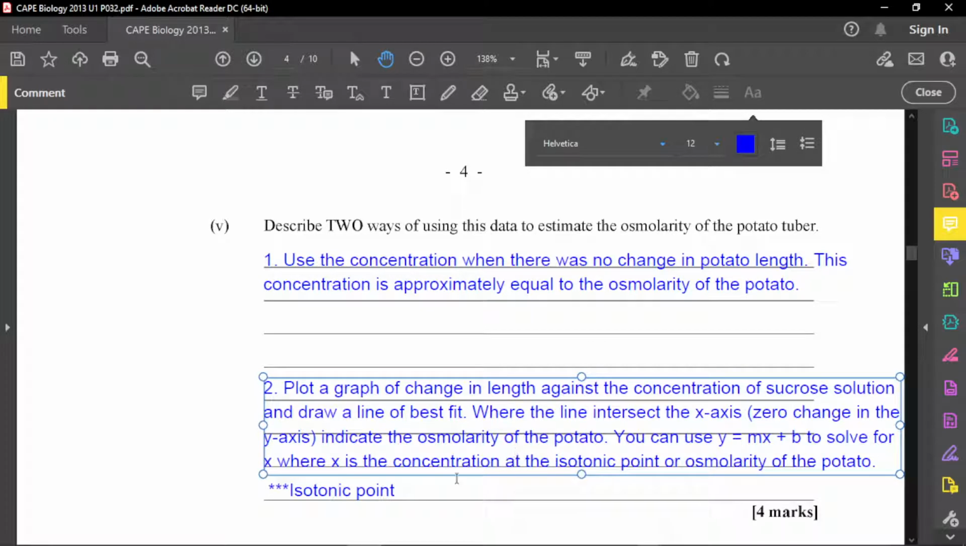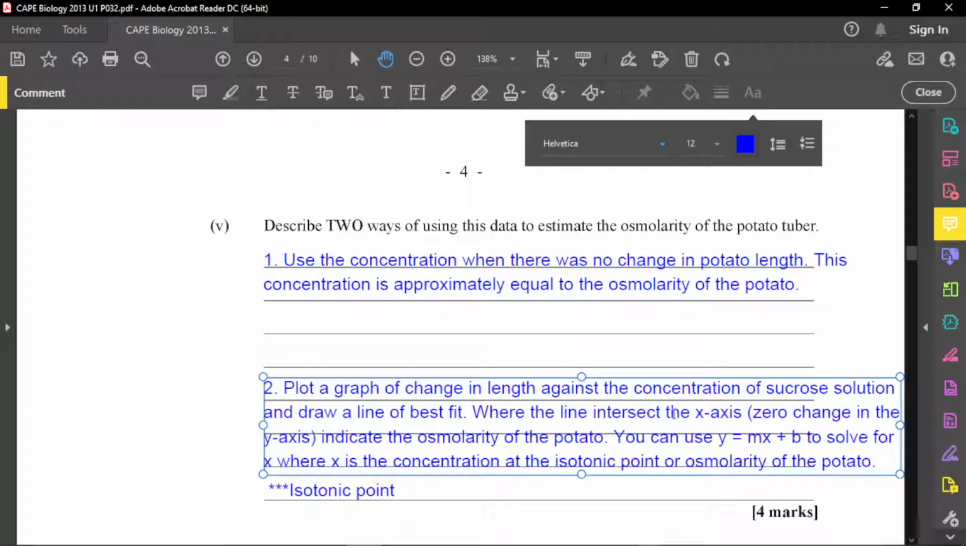Now, a more accurate way to do this is actually to plot a graph of the change in length. In some cases, if they give a mass, then mass will also be used, right? Because you can actually weigh the potato cylinders. But in this experiment, they actually said measure. So what you're going to do is a graph again, length against the concentration of sucrose solution. And what you're going to draw is a line of best fit, or what they call a trend line.